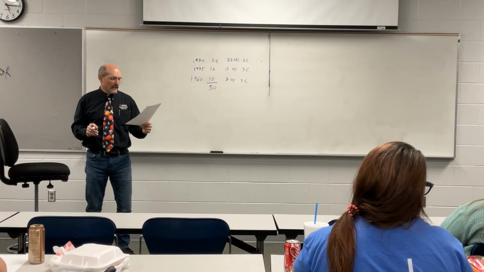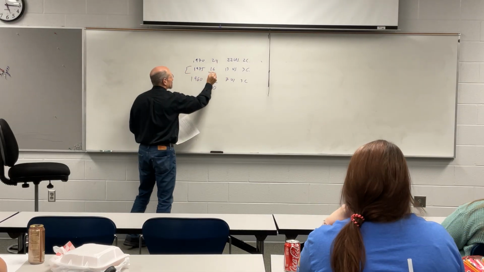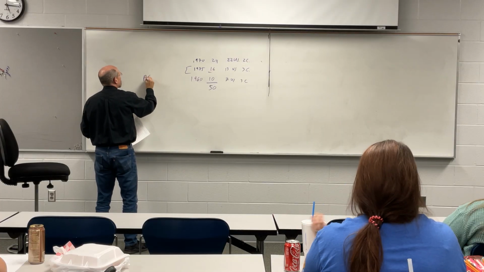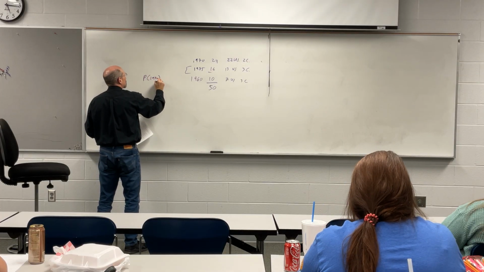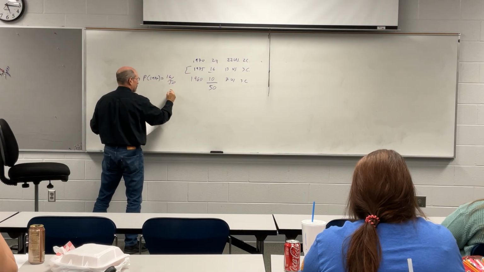So, the first one is probably randomly select a stamp from 1975. So, this is the block from 1975. There's 16 in 1975, so you just look at the probability of 1975, which is equal to 16 out of 50, which as a decimal is 0.32.